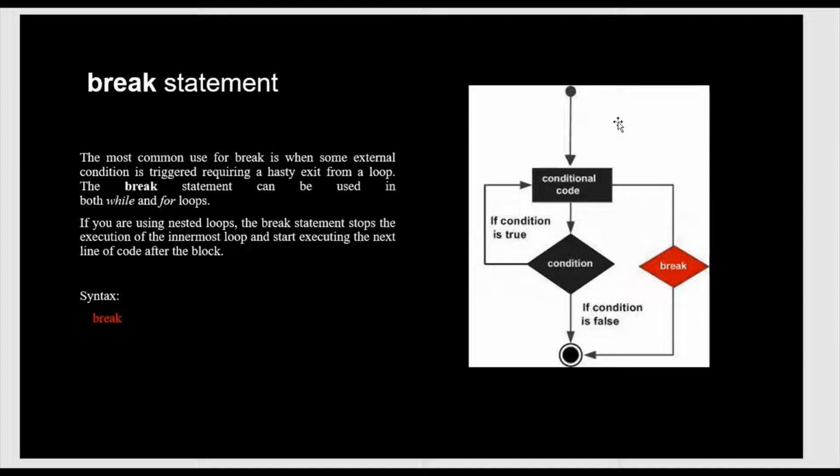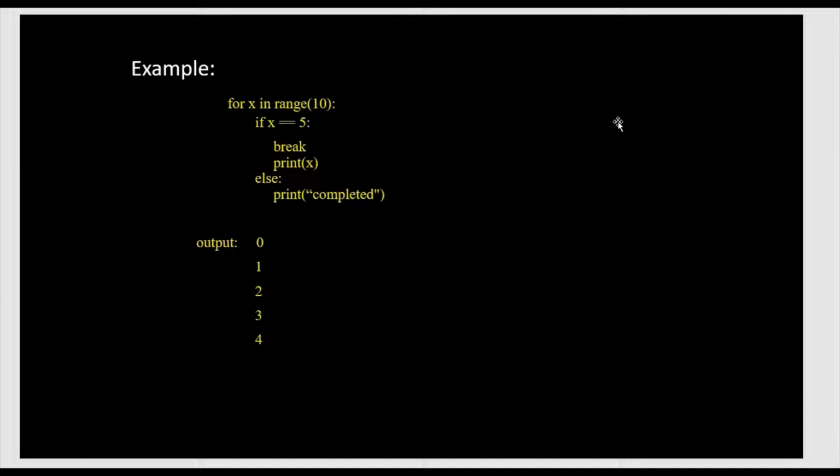So this is the flowchart of the break statement. When the conditional code's if condition is true, it will be iterated, and when you apply the break, then the condition becomes false and the output comes out. The syntax of the break statement is simply break, and this is the example you can see here.